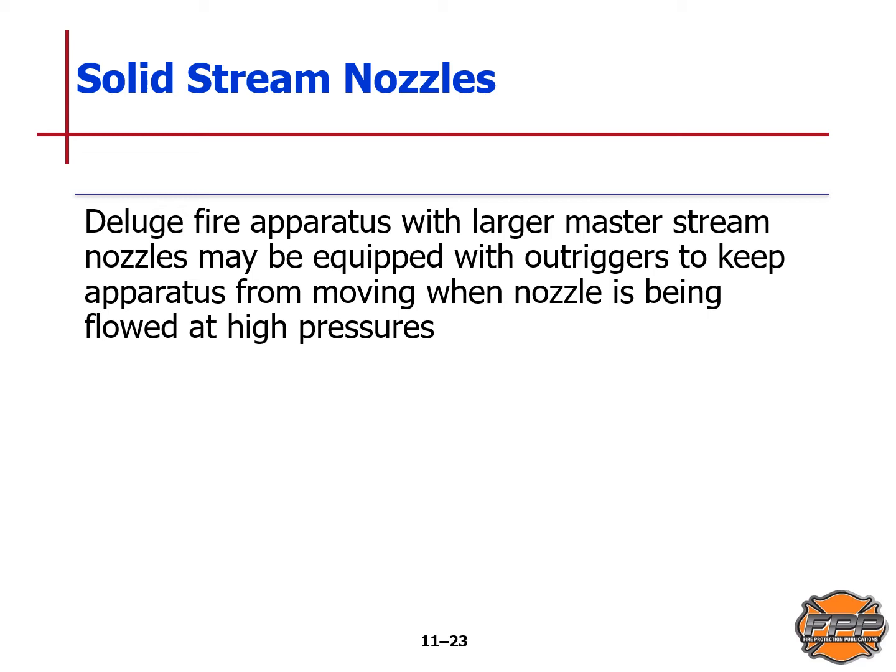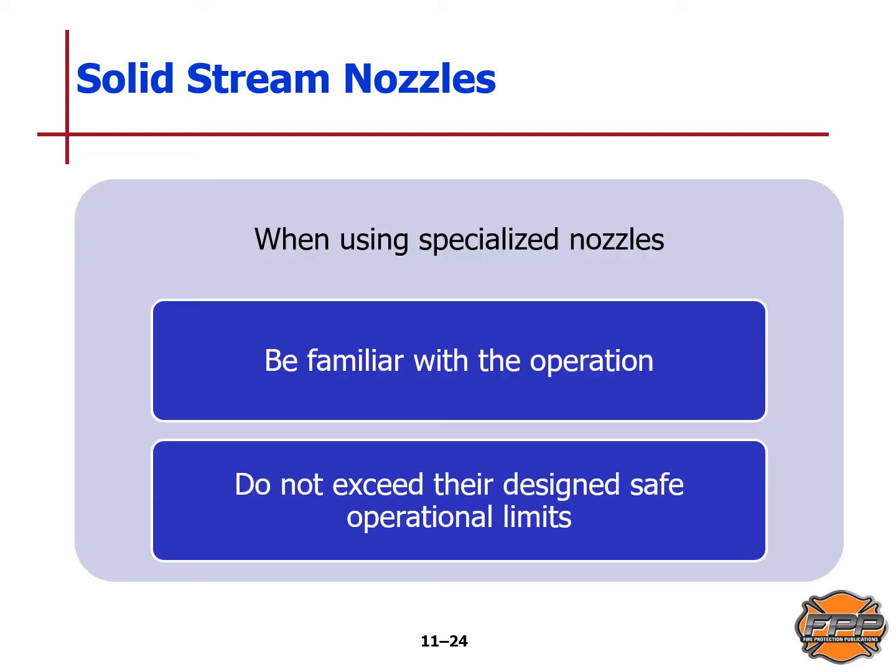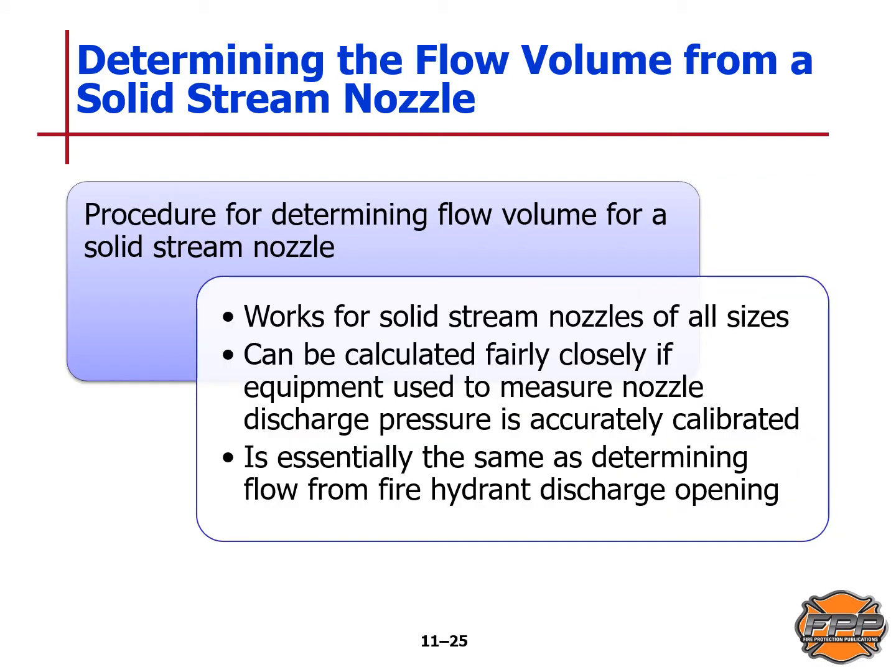Deluge fire apparatus with larger master stream nozzles may be equipped with outriggers to help keep the apparatus from moving when the nozzle is being flowed at high pressures. When using these specialized nozzles, be familiar with the operation and make sure not to exceed their design safe operational limits. The procedure for determining flow volume for a solid stream nozzle is what we're going to discuss now. There is a specific procedure, and it works for solid stream nozzles of all sizes. It can be calculated fairly closely if the equipment used to measure the nozzle discharge pressure is accurately calibrated. It's essentially the same as determining flow from a fire hydrant discharge opening.